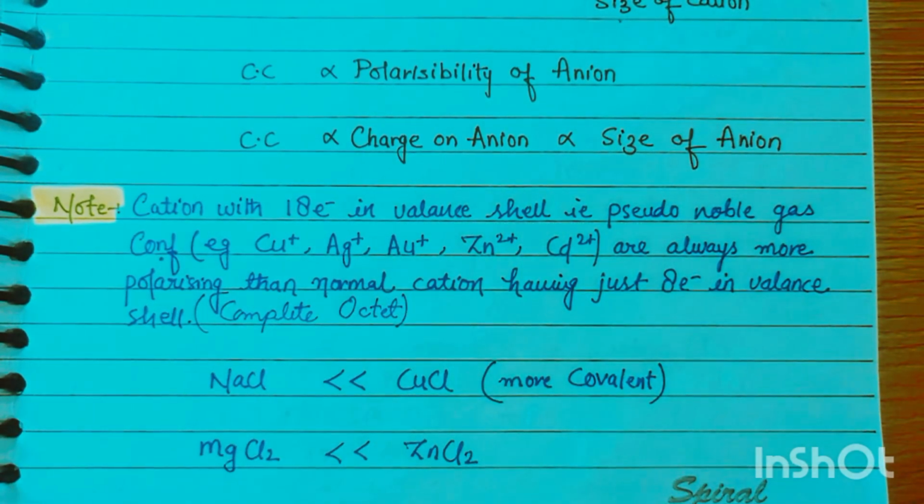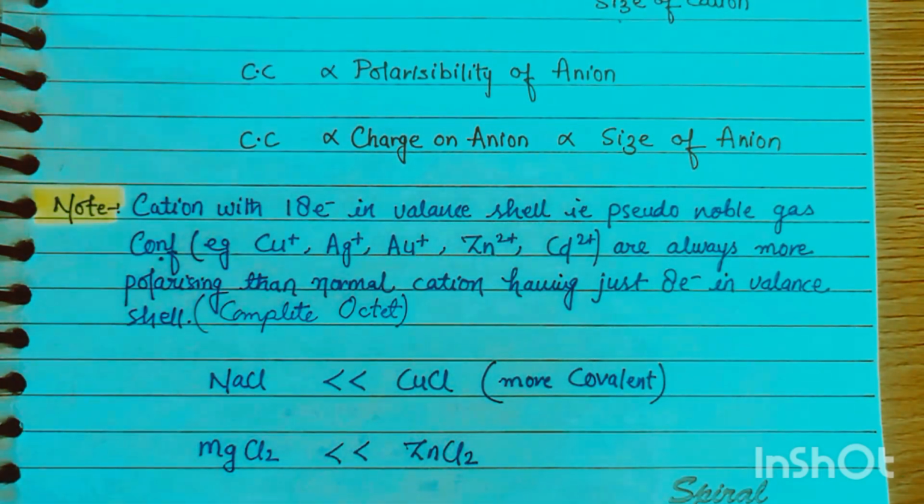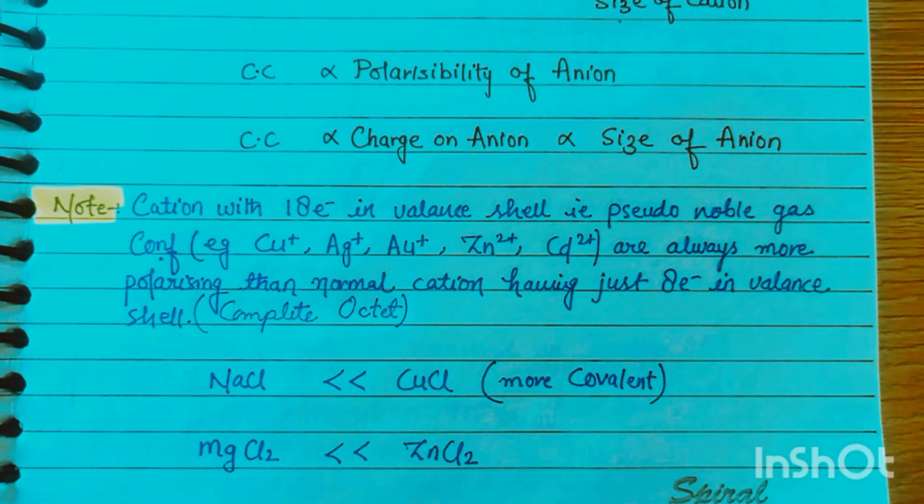But you are thinking why? I can explain one thing. You know the lanthanoid contraction, that d block elements have a poor shielding effect. As a result, the effective nuclear charge for the d block element is high, resulting in more polarization than the normal cation.